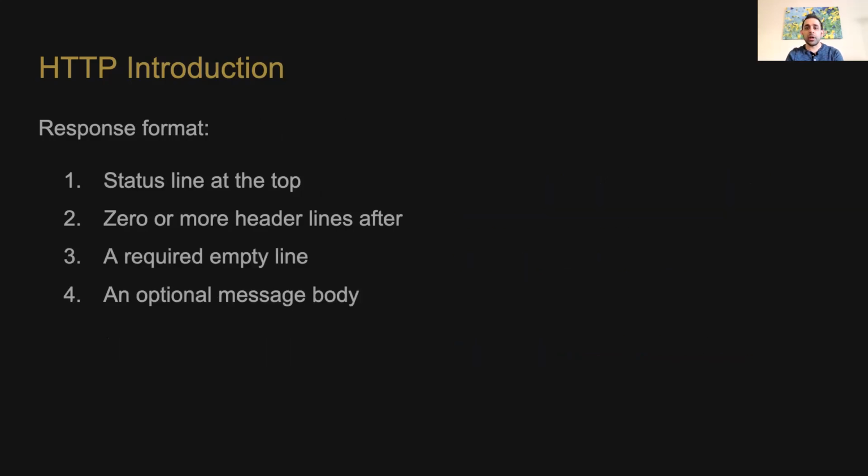All right, let's get a response format for an HTTP response. Again, this is one of your servers responding to a request. It looks pretty similar to a request, but a few differences. So the first line will be a status line at the top, then zero or more header lines, then a required empty line, and then an optional message body. So the only difference is the status line versus a request line. So let's take a look at the status line.